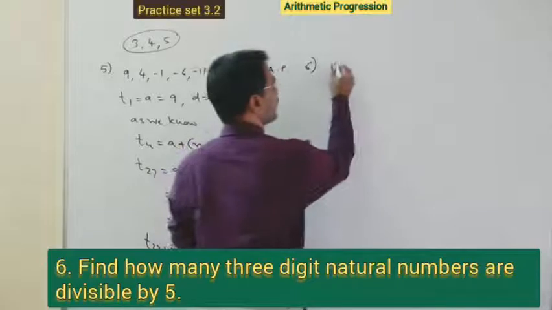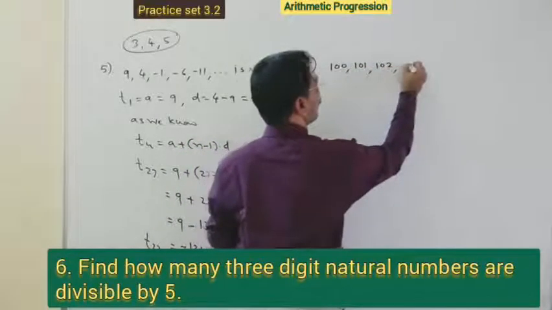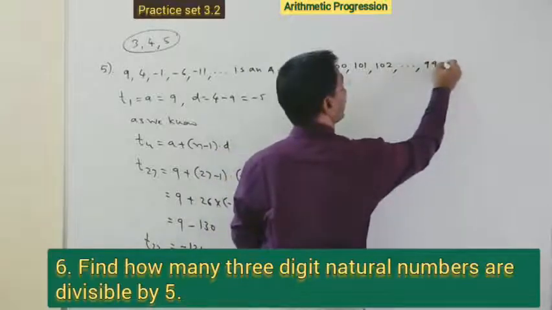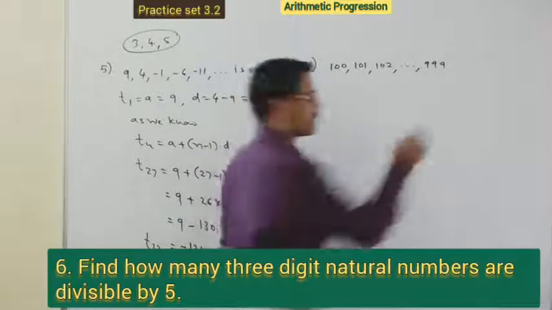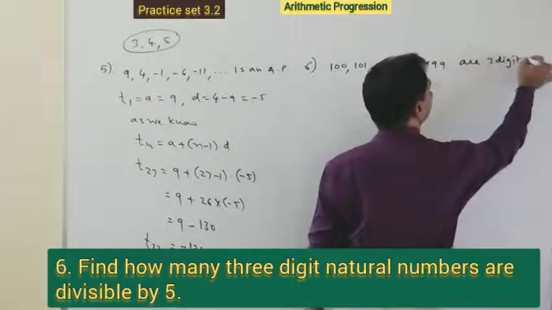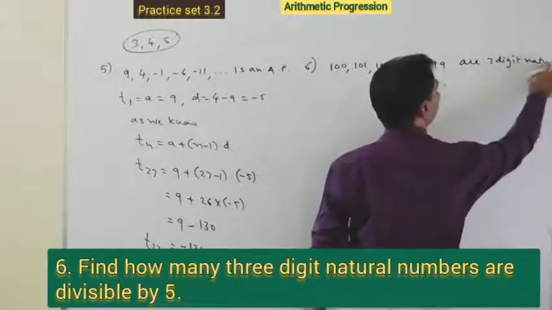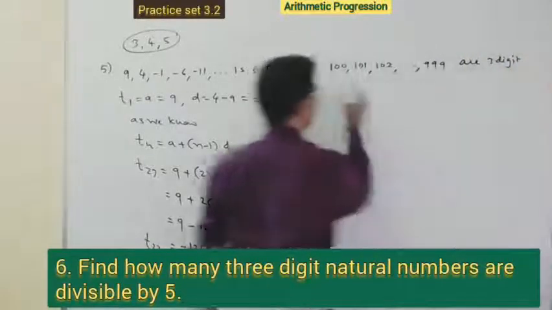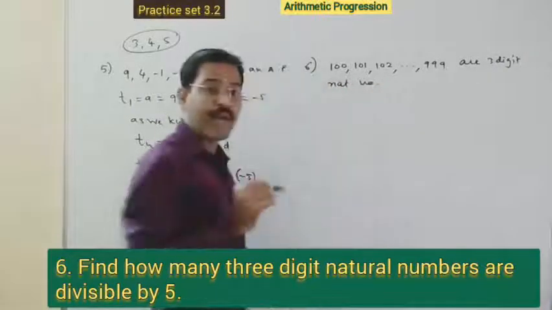Very important part is what? 100, 101, 102, up to 999. What are these? These are 3-digit natural numbers. Okay friends.